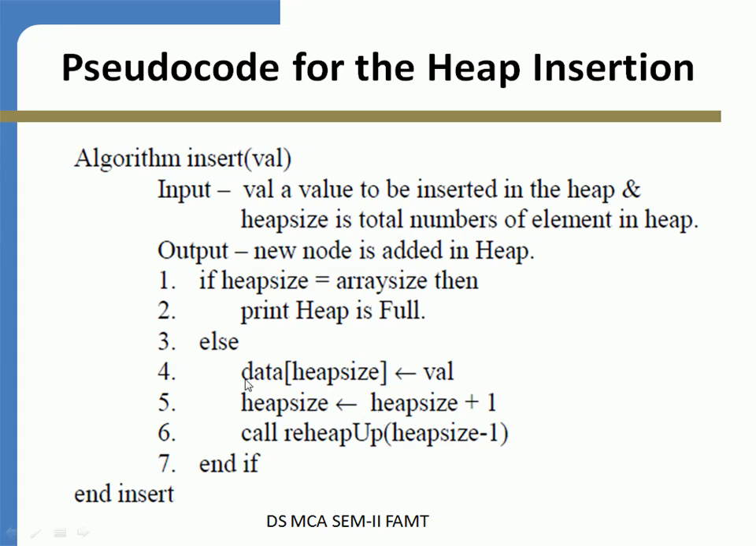For example, at statement number 4, if heap size is 4, then at the 4th position we are adding some value. After that we are incrementing the value by 1. So 4 plus 1 means heap size becomes 5. But at position 5 there is nothing, and hence we have to call the reheap up with 5 minus 1, that is the 4th position.